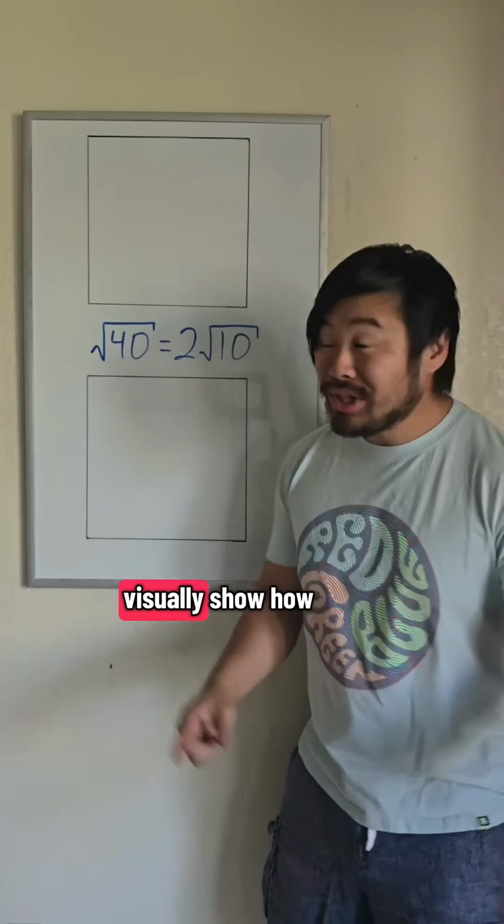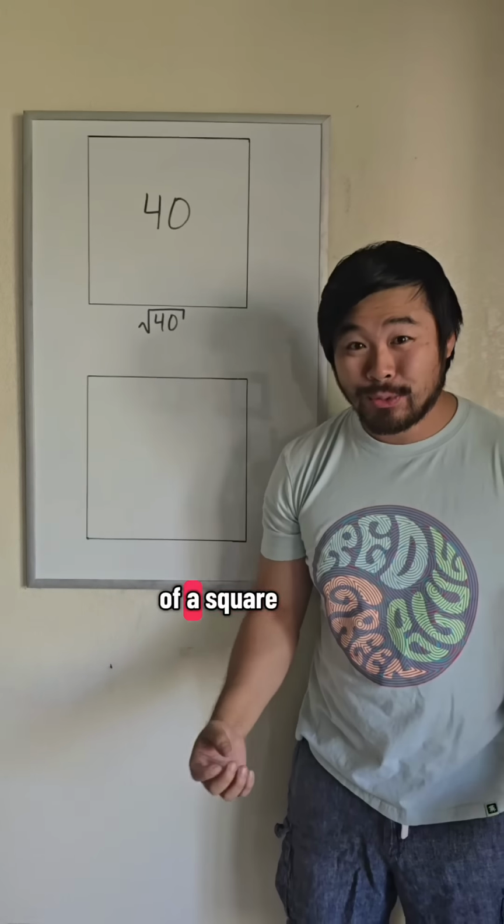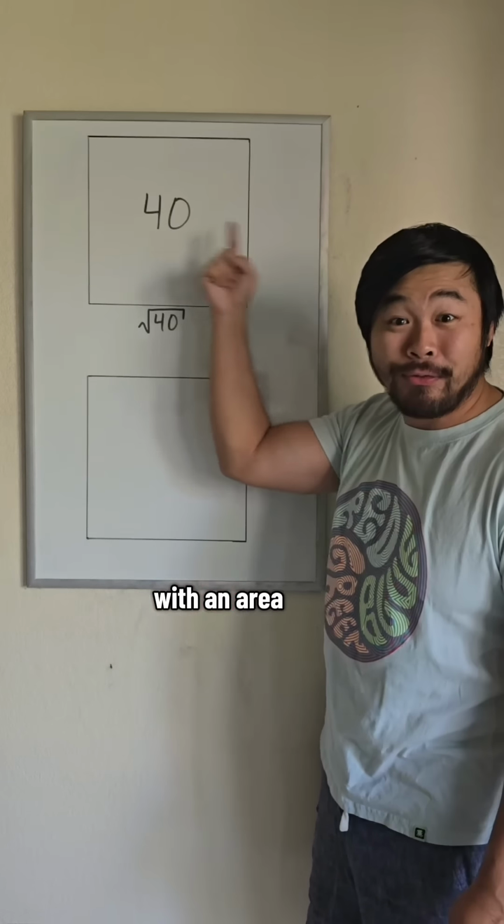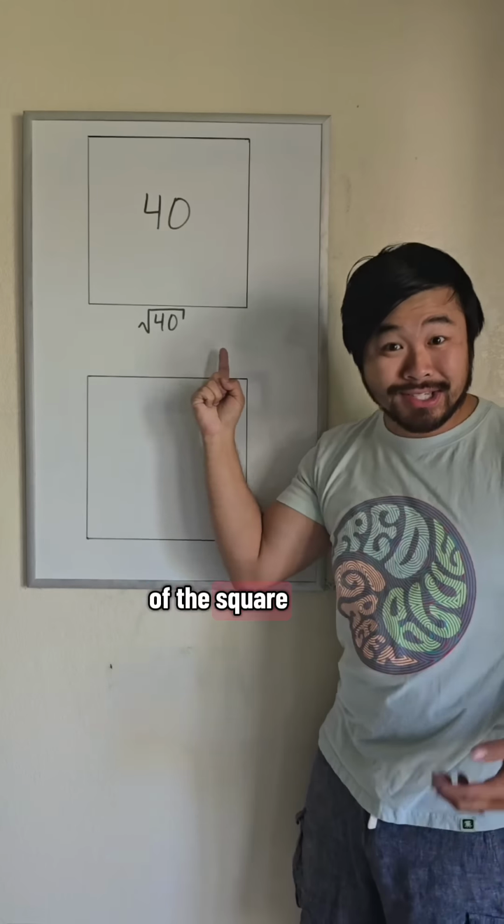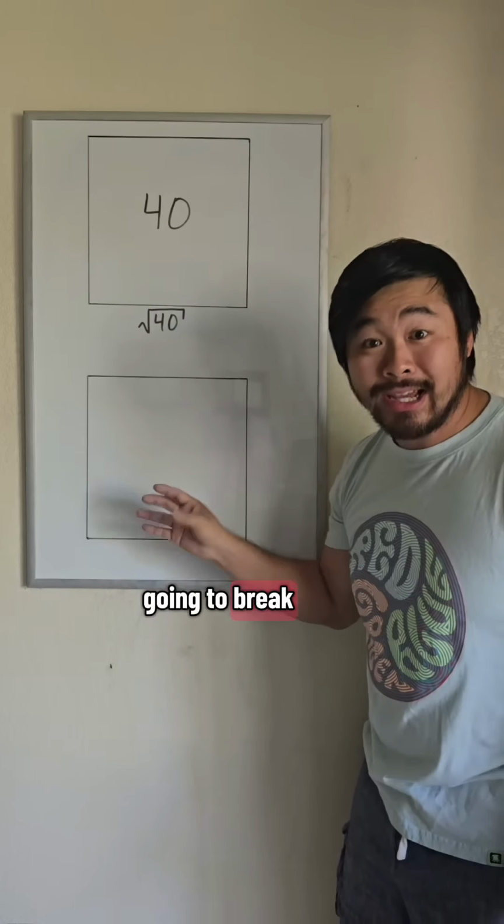Did you know that we can visually show how these two are equal? Let's see how. We can think of a square root as the side length of a square. So if we have a square with an area of 40, the side length of the square is the square root of 40.